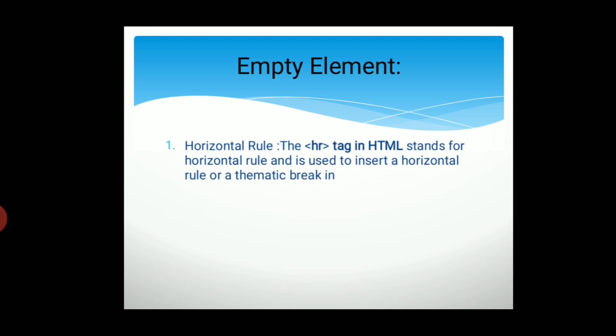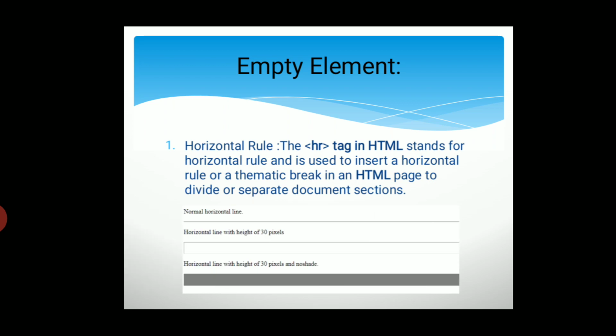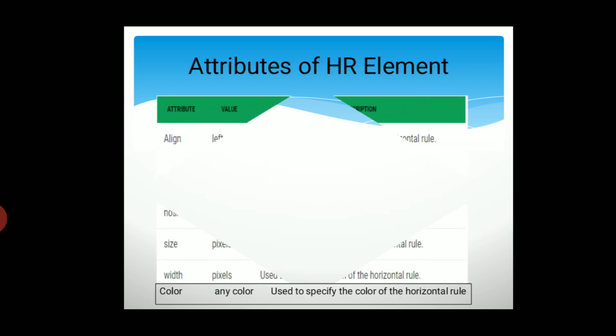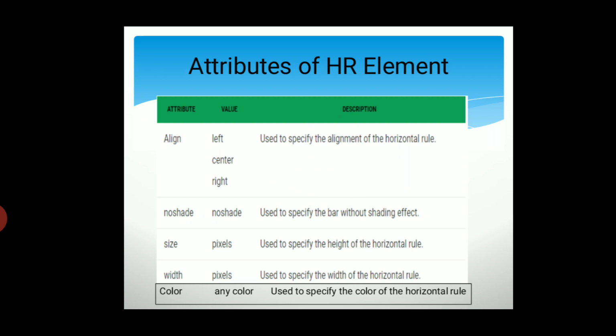It is HR. HR means a horizontal line. This HR tag is used to insert the horizontal line. So you can see here the different types of horizontal line. Okay, so how can we change the view of the horizontal line? By using the attributes.